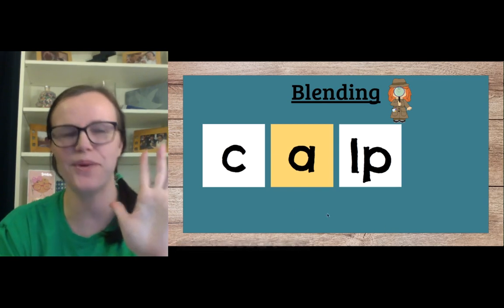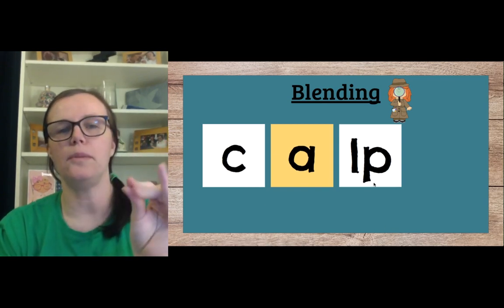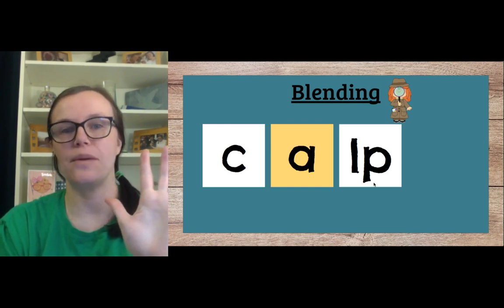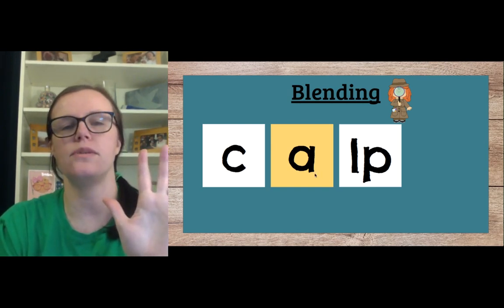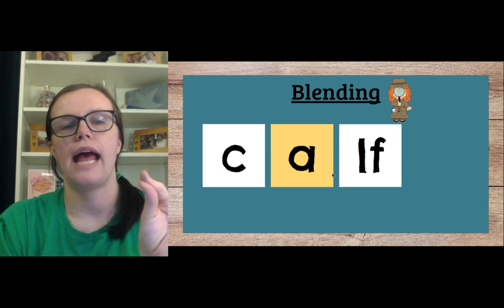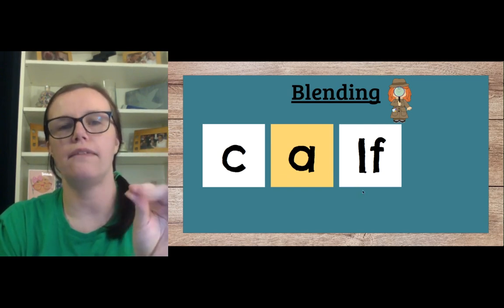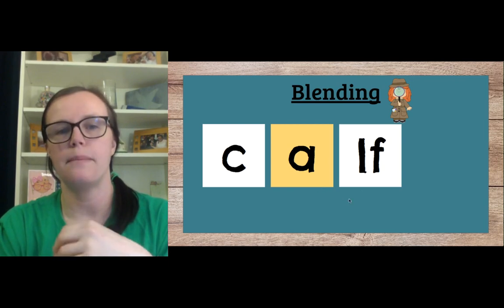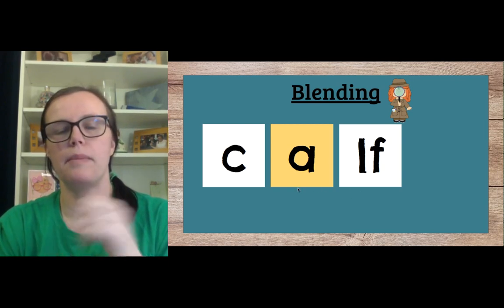Is your tongue kind of going weird? Kelp, kelp. Ooh, kelp is not a word. It sounds like kelp, which is in the ocean, but it's not a word. K-al, or k-af, calf. Calf is a word. Calf is a baby cow.